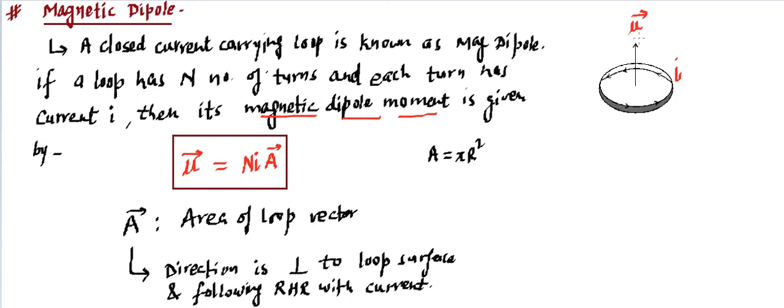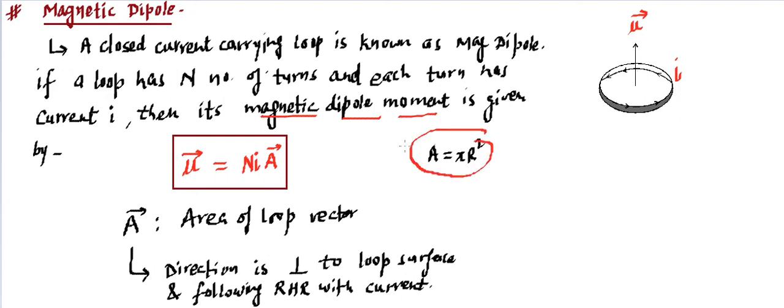So this is the direction of mu, because this is the direction of A. A direction and mu direction are identical because current is always positive. So you can say this is how we can find the magnitude of mu, and we can also find the direction of mu. So this is how magnetic dipole is defined, and this is how we write the magnetic dipole moment. Making sense?